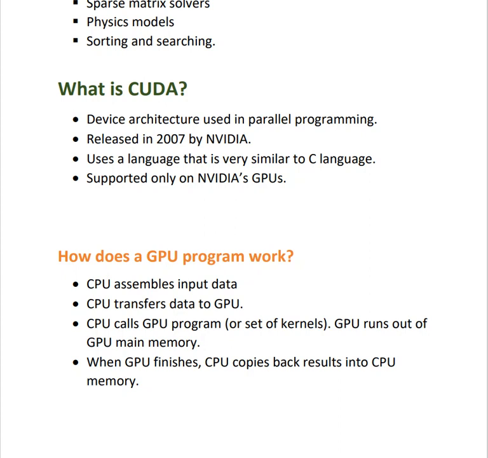NVIDIA's graphics processing units are very powerful and highly parallel. Those GPUs have hundreds of processor cores, and each core runs many threads, so there are thousands of threads running concurrently on these cores. CUDA is a device architecture used in parallel programming, and it was released by NVIDIA in 2007. The most important thing here is that it supports only NVIDIA's GPUs.